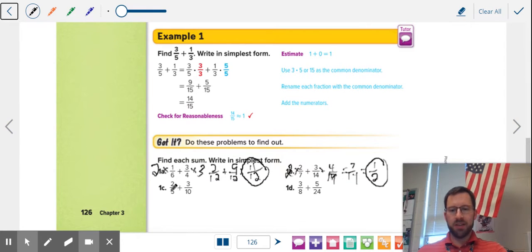Same basic principle here. These can become tenths. These can become 24ths. Okay, so I would triple this fraction. I would double this fraction, then add them together and check to see if I can reduce.